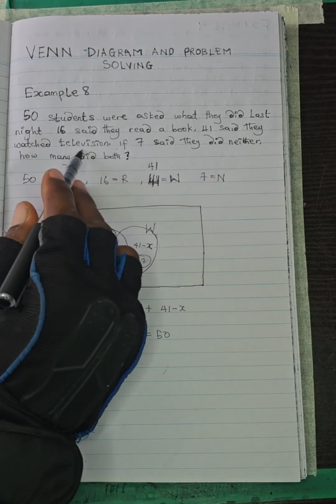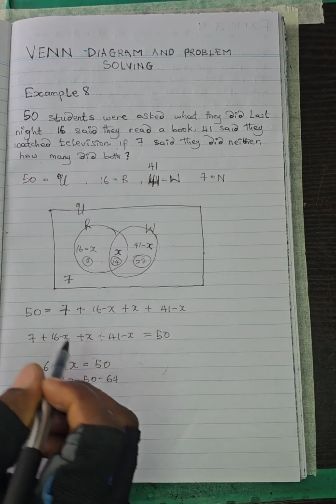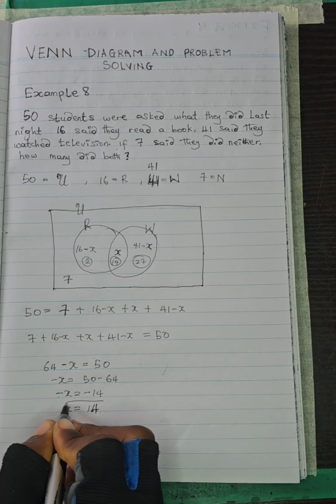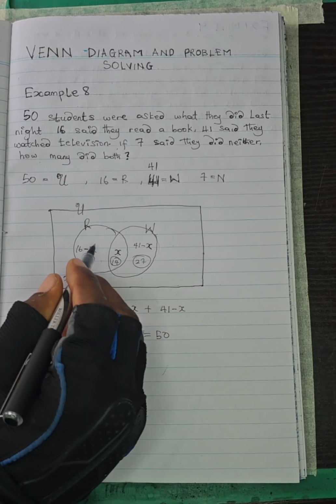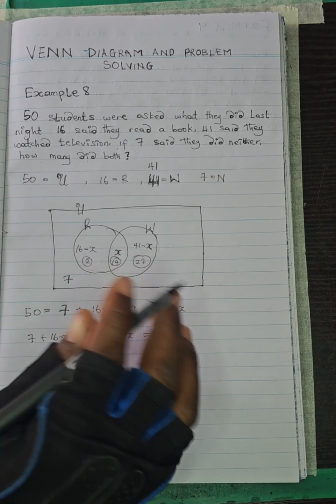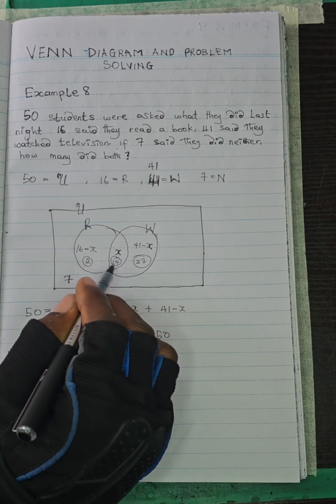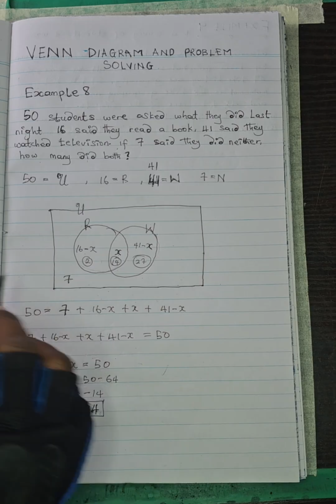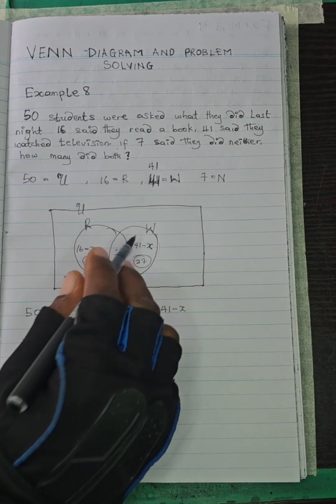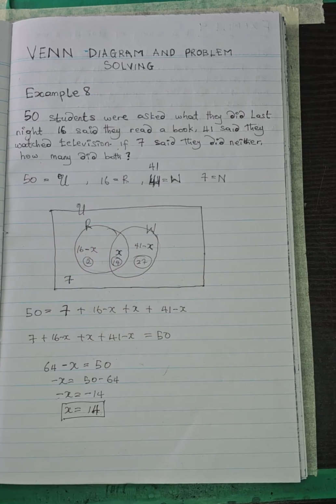So what were we asked? How many did both? The answer is 14. This is what we are looking for. Those that only read and did not do any other thing is 2. Those that only watched television and did nothing else is 27. Those that did both of them is 14. And those that neither read nor watch television is 7. Let's go to the next example.